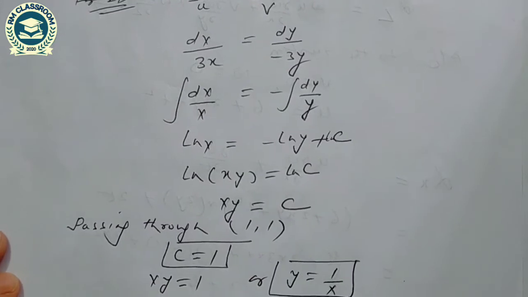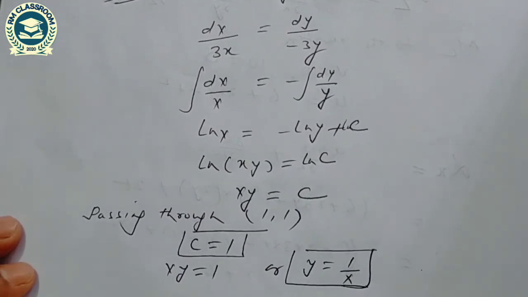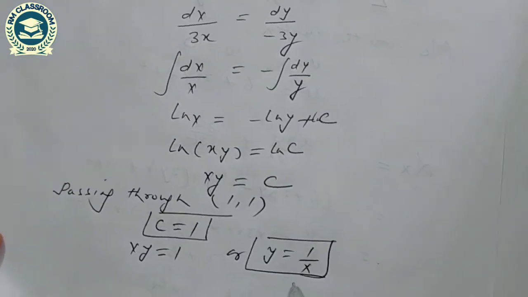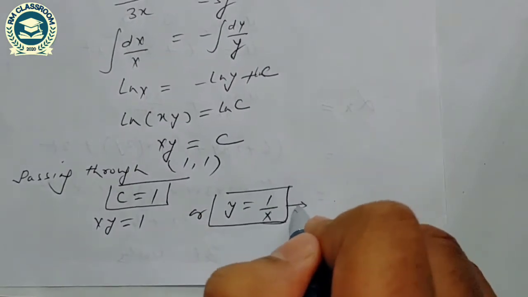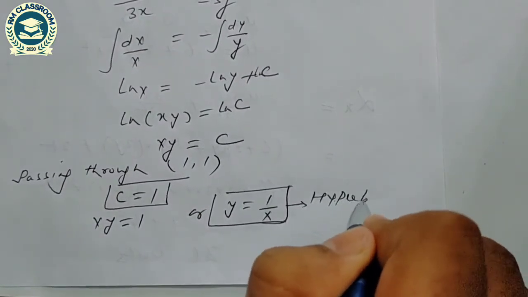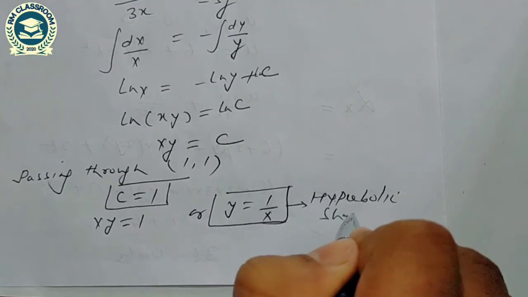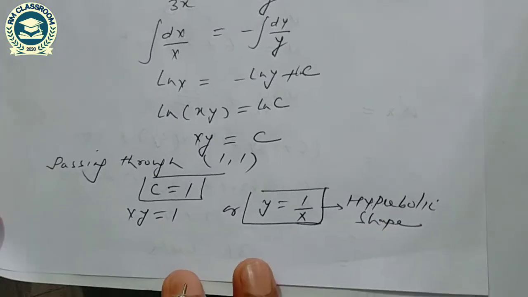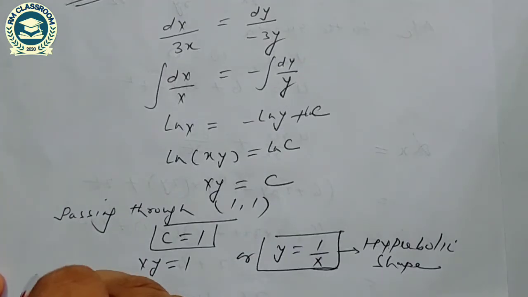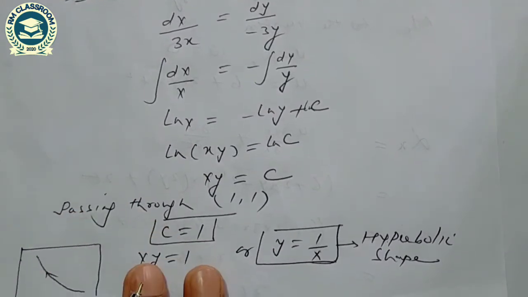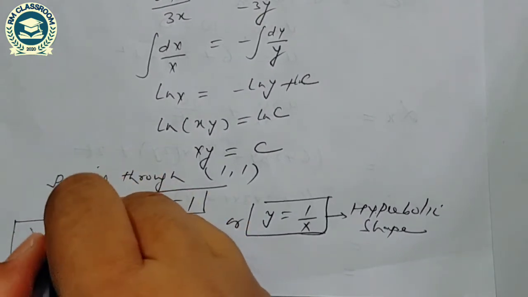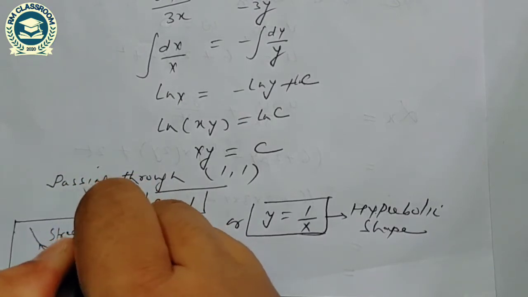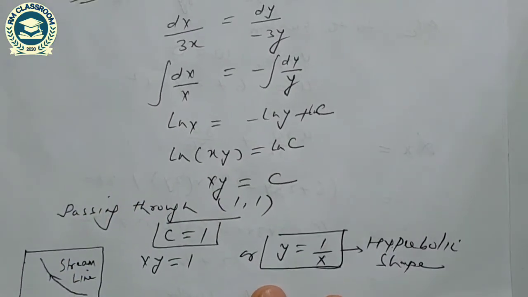So it is hyperbolic. This is the hyperbolic shape. This is the equation of our streamline, and we can draw the streamline. So this is our streamline, and the nature is hyperbolic.